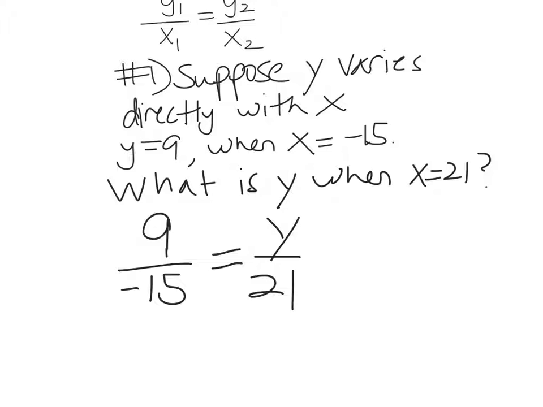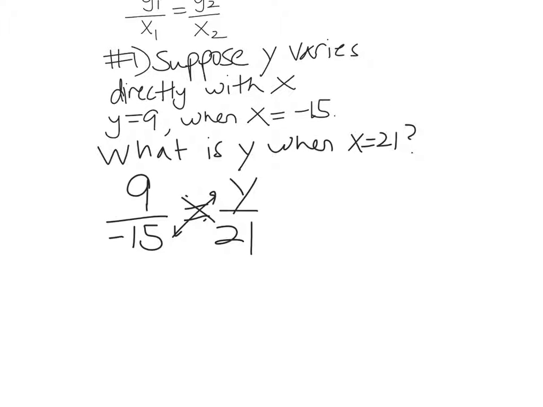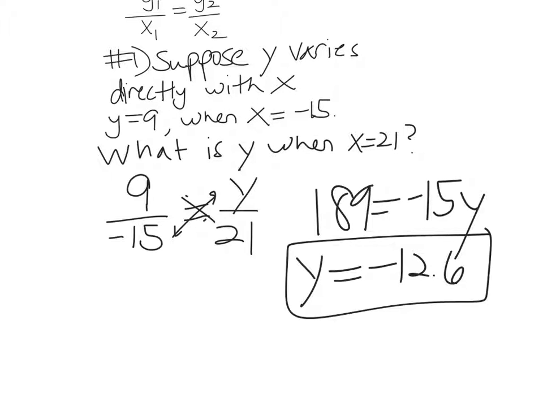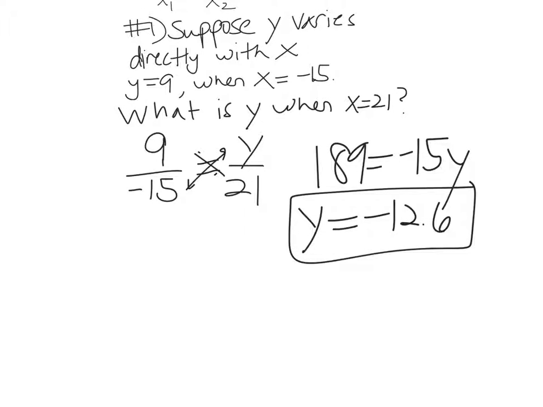So you get to here, and then you want to cross multiply to solve. 9 times 21 is, what is that, 189, equals negative 15y. So 9 times 21 equals negative 15 times y. Divide by negative 15, and y is negative 12.6. And that's it. That's what you do. Set up a proportion and solve. I gave you like 8 of them this weekend. Okay, number 2.